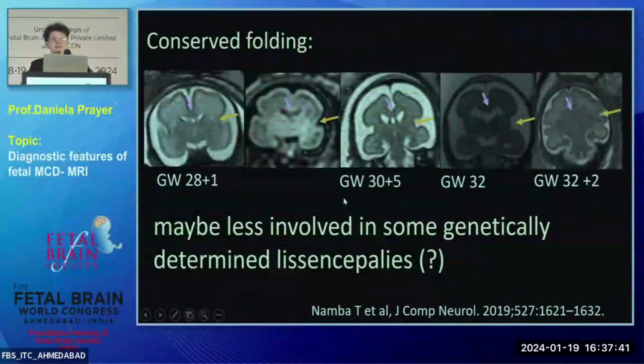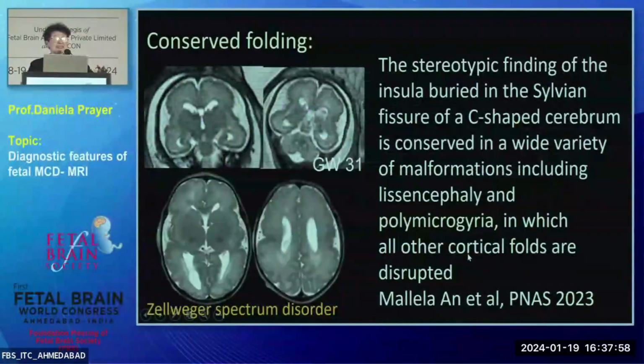Here you can see several fetuses with microlissencephaly, where the conserved folding is really there, and the insula is preserved, and also the cingulate. This also happens in polymicrogyria. Look at this case with the Zellweger spectrum disorder. So this might be regions where it's worth looking at.